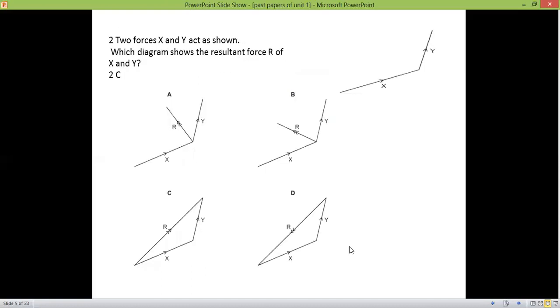Next question. Over here we have to find the resultant R of these two forces. This diagram shows the head to tail rule method. According to the head to tail rule method, the second vector is drawn at the head of the first. So how to get the resultant? The tail of the first is joined with the head of the second. So the correct option is C.